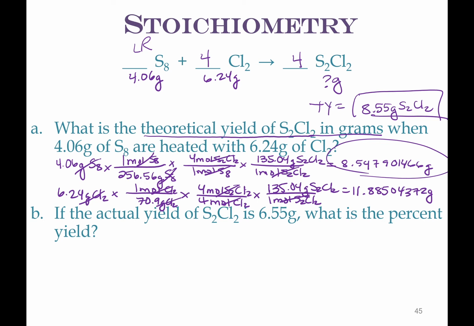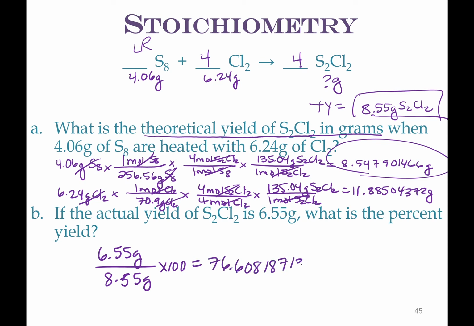So if 6.55 grams actually formed, and we could have formed 8.55 grams, what is our percent yield? We get 76.60818713, or 76.6%.